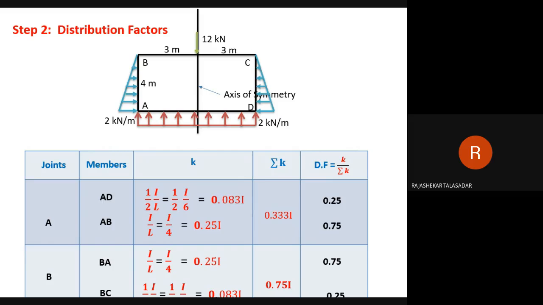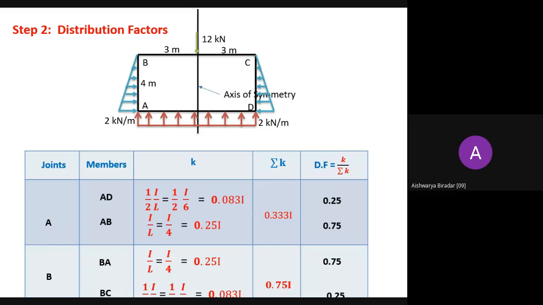What is the K of AD? Hello. Why are all of you dull? Looking very dull today. No answers. AD, what is K of AD? Look at the figure.